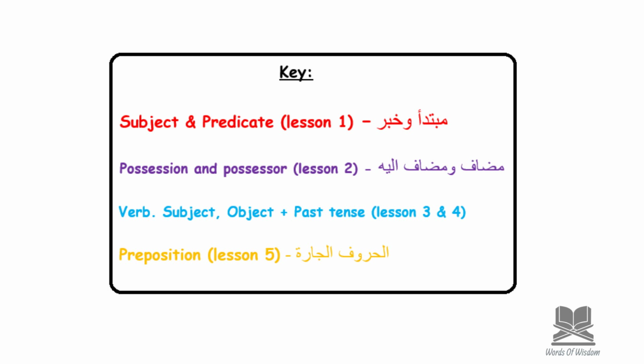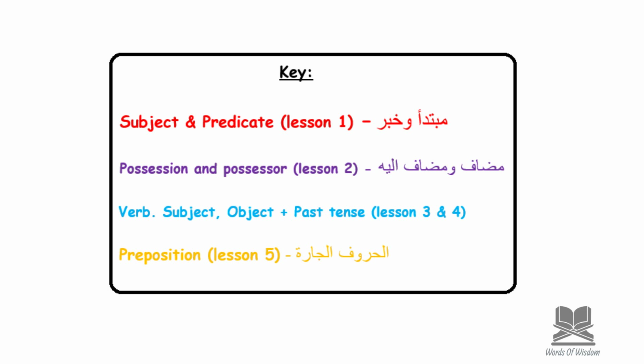Firstly, let me begin by explaining this key that I've created. Anything that is highlighted in red will refer back to lesson number 1 of Mubtada and Khabar. In simple terms, it will be talking about a subject and some information about the subject. Anything that is highlighted in purple will refer to lesson number 2, which was about Mudaf and Mudaf ilayh, meaning something that is possessed, owned or belonged to something or somebody else.